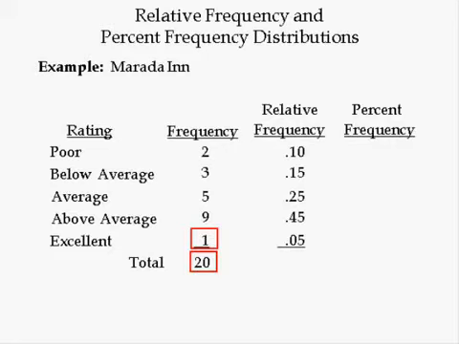The relative frequency distribution is a tabular summary of a set of data showing the relative frequency for each class. The sum of relative frequencies equals 1. Percent frequencies are found by multiplying relative frequencies by 100, and they sum up to 100.